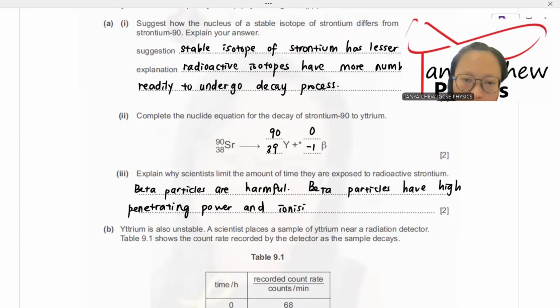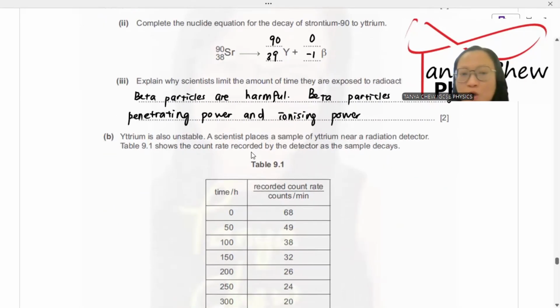They have high, but not the highest, but still high ionizing power. When they enter your body, they could ionize some of the neutral water inside your body to become ionized. This is dangerous. B. Yttrium is also unstable.